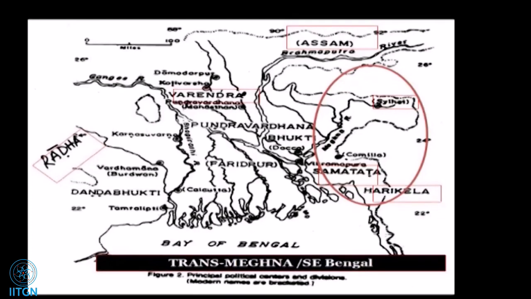Bengal was a conglomeration of certain sub-regions, for example, Pundravardhana, Rarha, then Harikela, which is in the Chittagong region, and Samatata, these are in Bangladesh, and this is Srihatta, Sylhet, from where we found this inscription. So Bengal per se did not exist at that point of time.